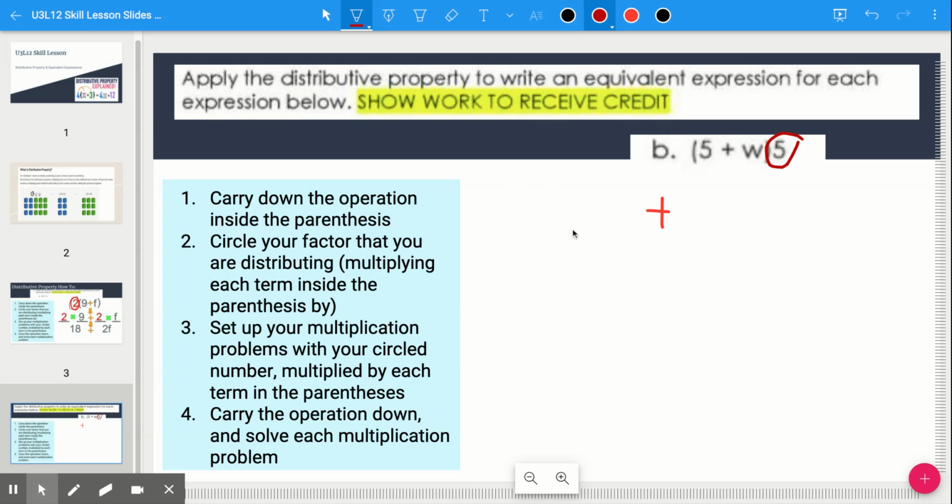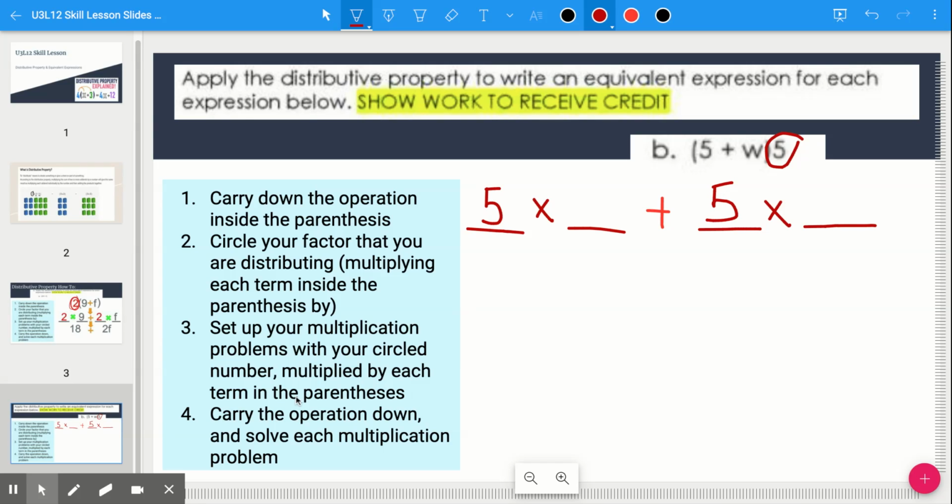Now I need to set up my multiplication problems. So I know I'm going to have blank times blank and blank times blank. And I know I have 2 multiplication problems because there are 2 terms inside the parentheses. I know one of the factors in the multiplication will be 5, right? Because it's the outside term multiplied by each of the terms inside the parentheses.